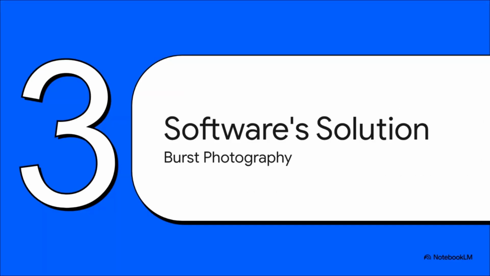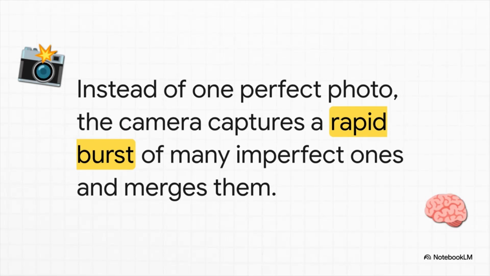And that brings us to the hero of our story. If the hardware is fundamentally limited, how do we get better data? The answer was this radical shift in thinking, all powered by software. This is the big breakthrough of computational photography, burst processing. Here's the core idea, and it's brilliant. Your phone knows it can't capture one single perfect photo.